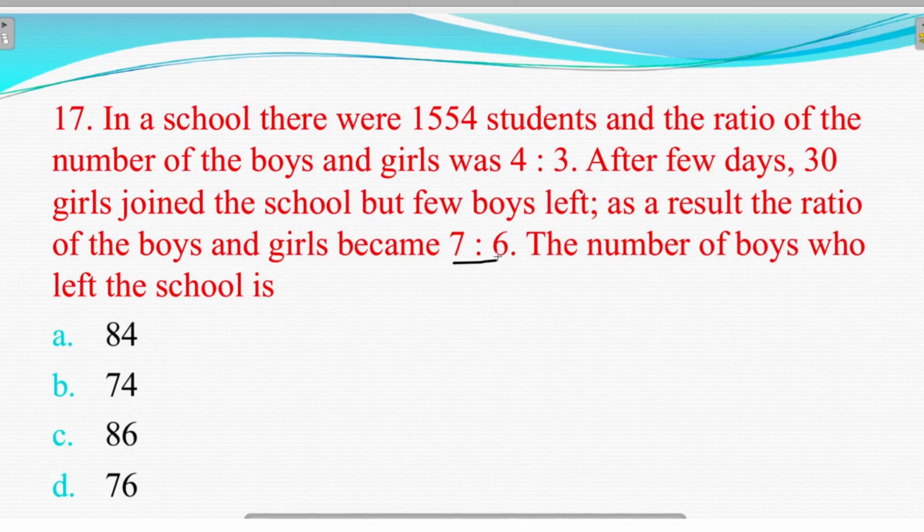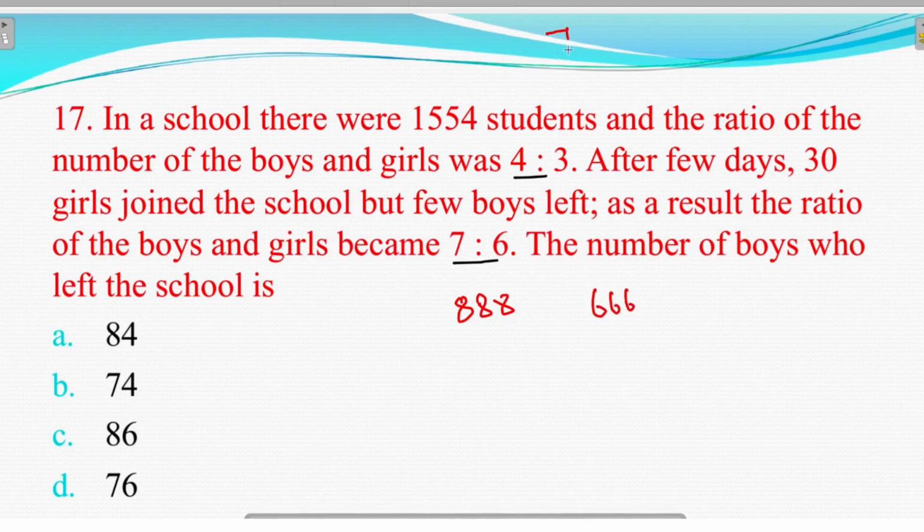Let's solve this question. Initially it was 1554. Now I need to find out. Easily you can do it. 7 parts is equal to 1554. Then 7 twos are 14, so here 888 boys, 666 girls.